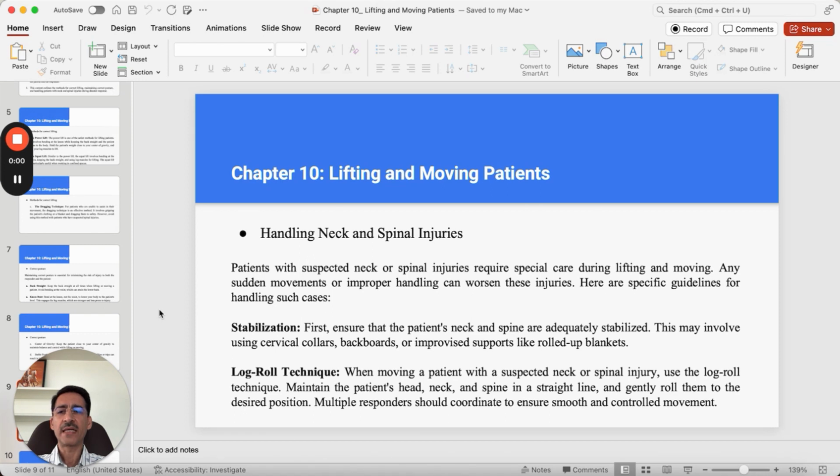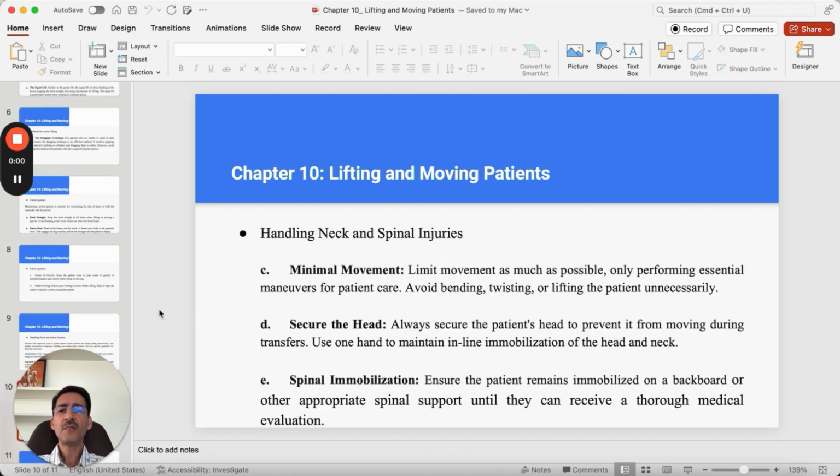Log roll technique. When moving a patient with a suspected neck or spinal injury, use the log roll technique. Maintain the patient's head, neck, and spine in a straight line and gently roll them to the desired position. Multiple responders should coordinate to ensure smooth and controlled movement. Minimal movement. Limit movement as much as possible, only performing essential maneuvers for the patient's care. Avoid bending, twisting, or lifting the patient unnecessarily.